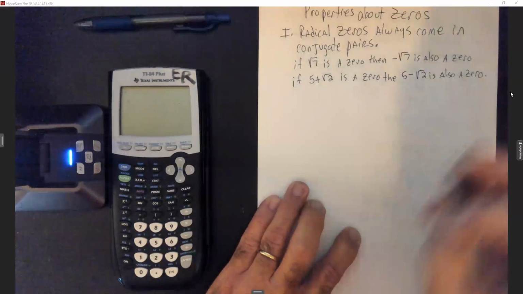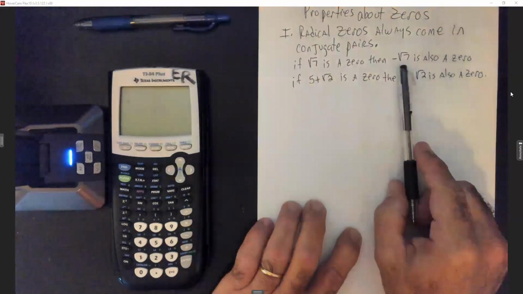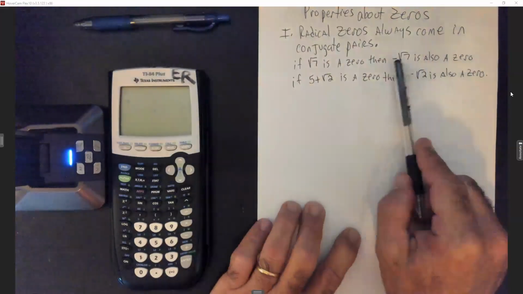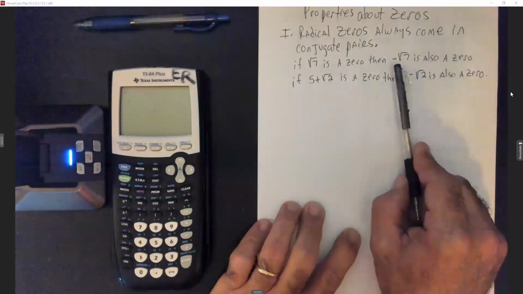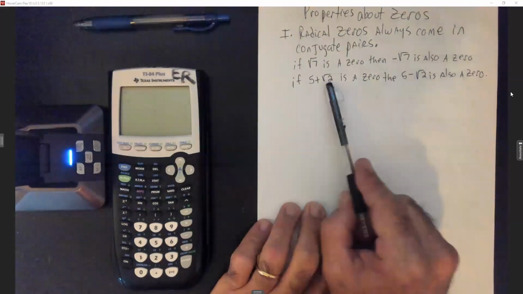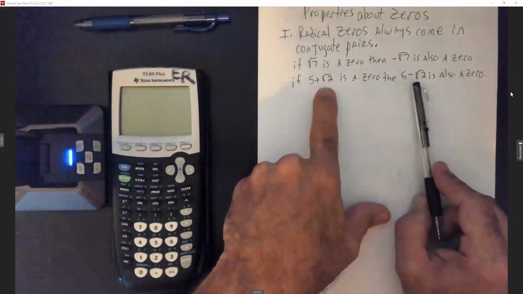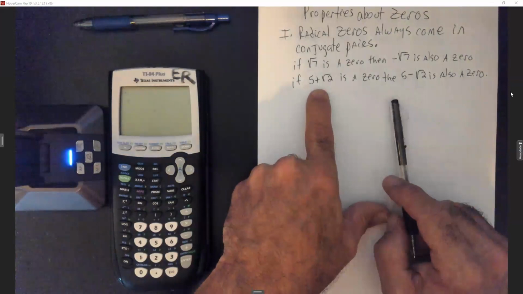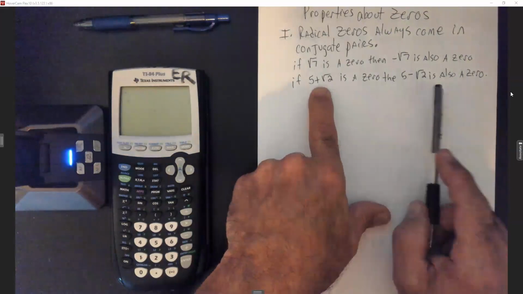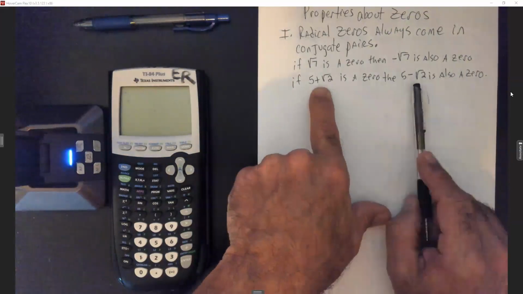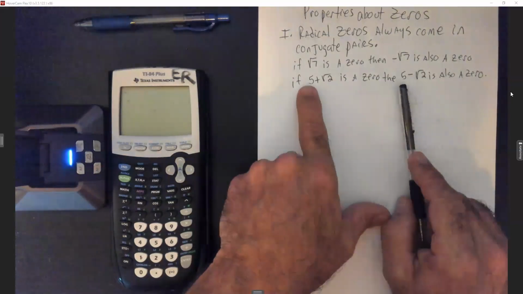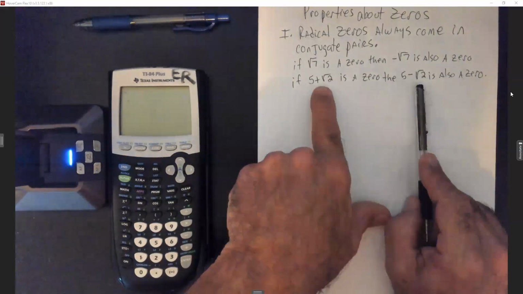Okay, so they can be single radicals. If one's positive, you've got to have a negative one also. Or they could be what we call conjugate pairs, where you have a real number and a radical. So 5 plus square root of 2, if that's a 0, then 5 minus square root of 2 is a 0. Notice the 5 doesn't change signs. Only the radical part changes the sign.